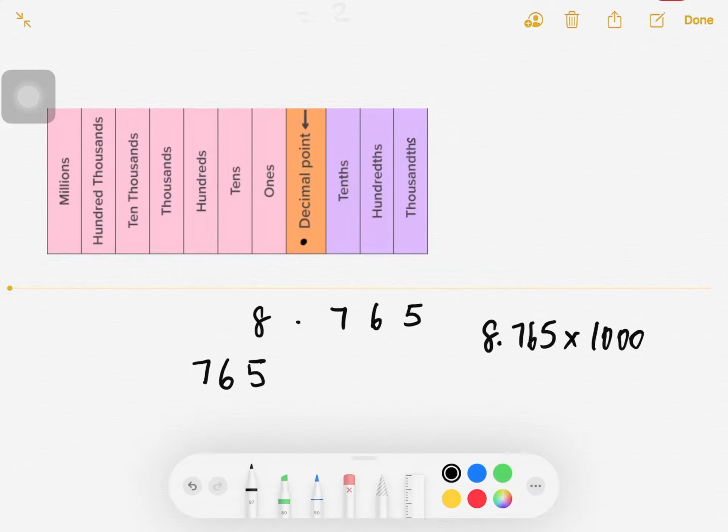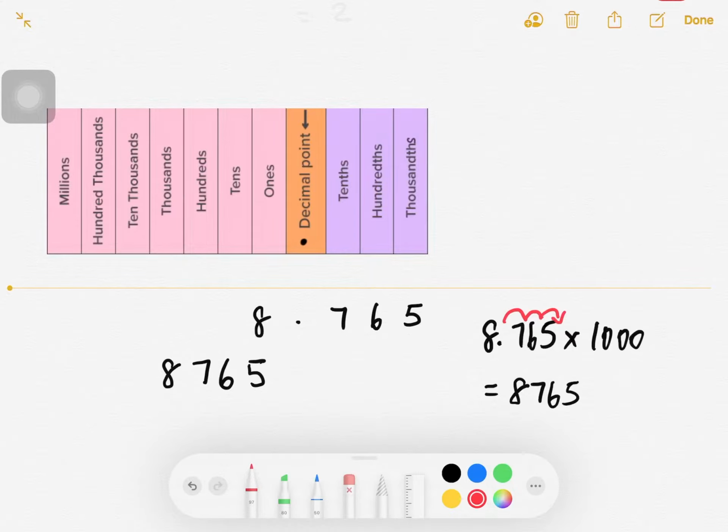And the last one is easy. I have 8 ones, I multiply by 1,000. Of course, I have 8,000. Okay, so can you see that? So 8.765, I multiply by 1,000, I actually get 8,765. And with that, I actually shift the decimal point 3 place values to the right.